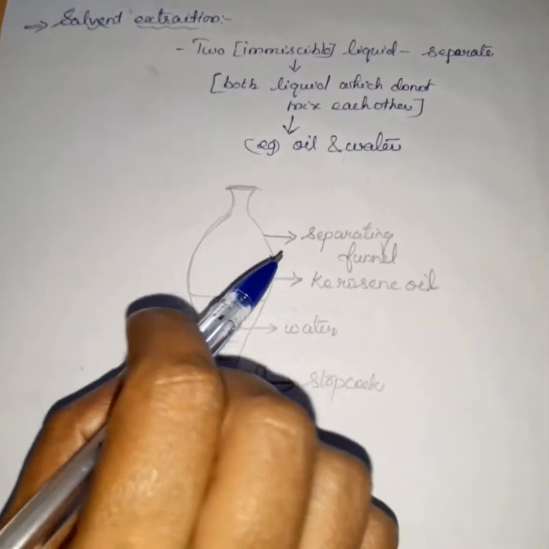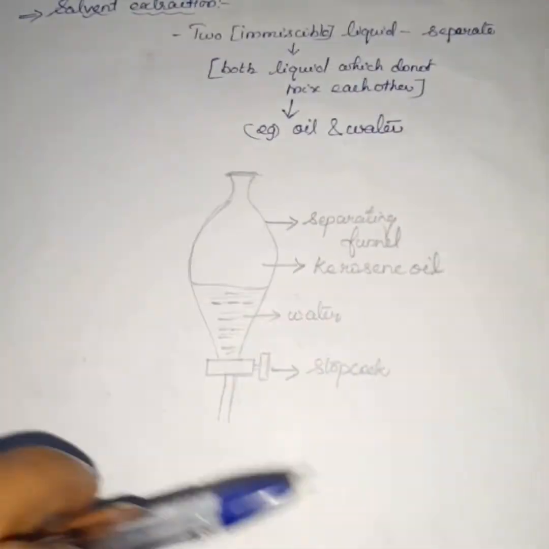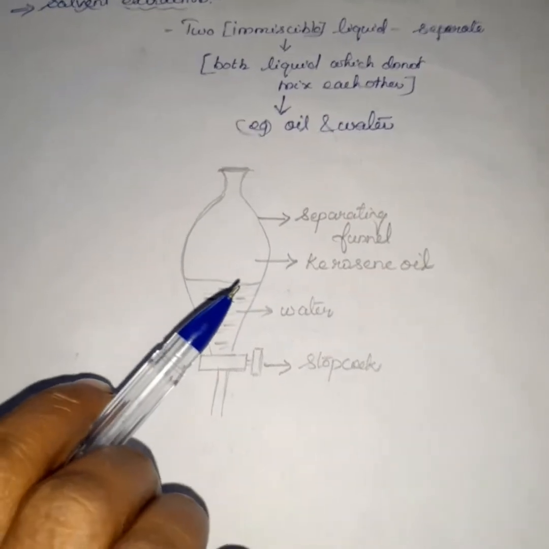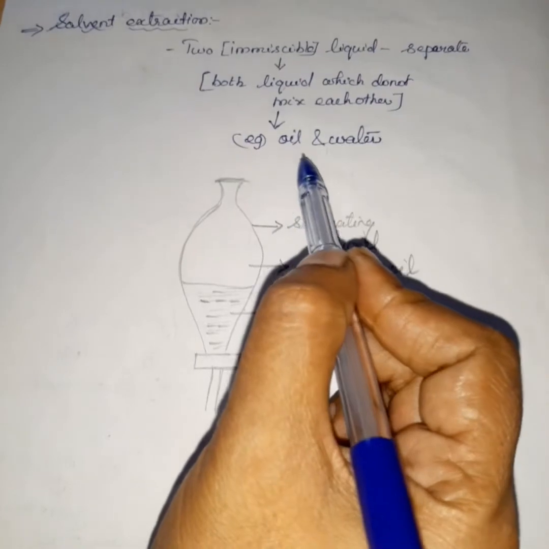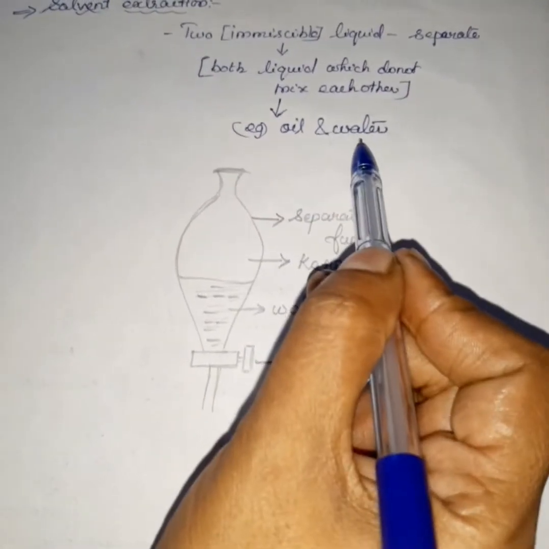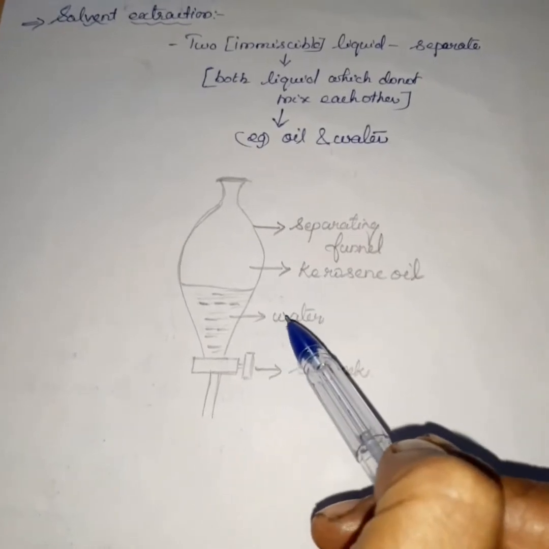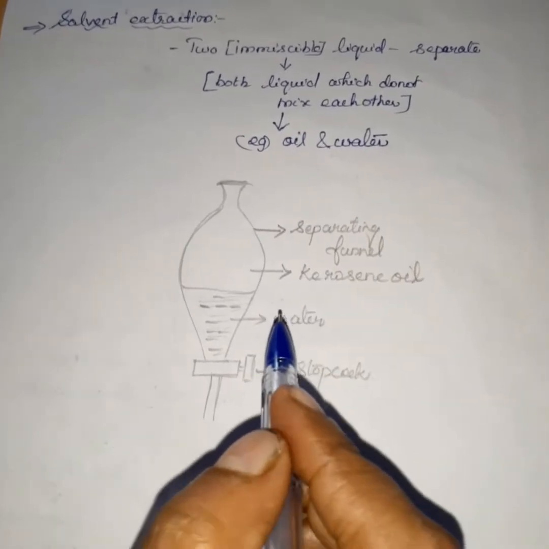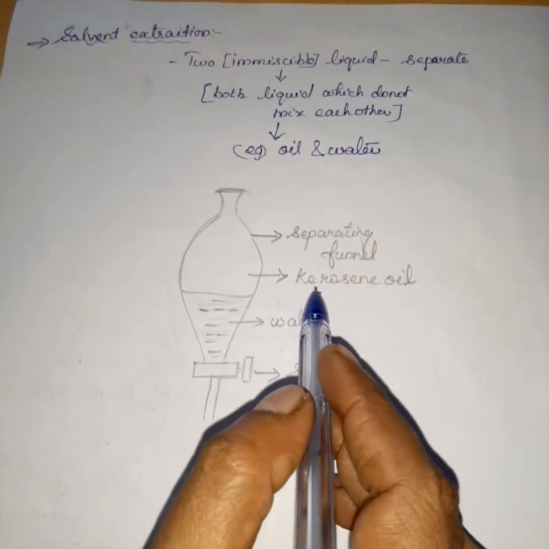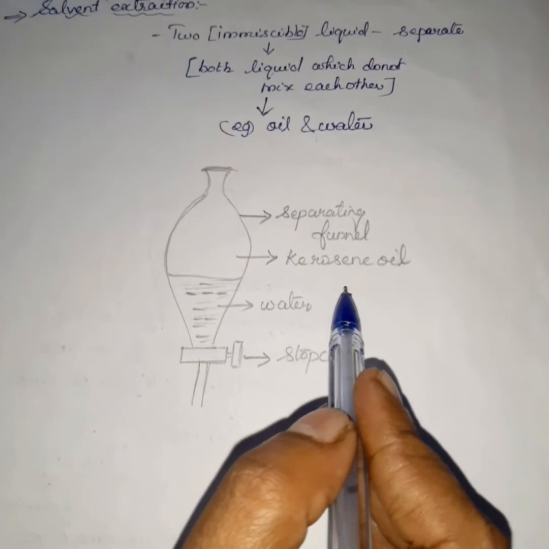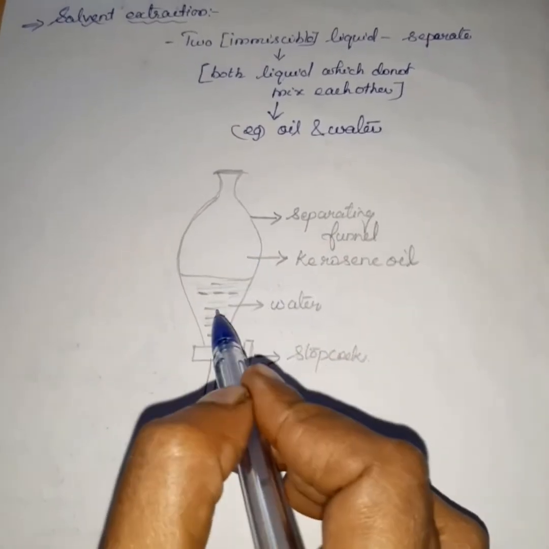So the separating funnel is used for immiscible liquids. The lighter and heavier components are separated by this technique. A mixture of kerosene oil and water can be separated using the separating funnel. Here you take the water and kerosene oil, and put the mixture in the separating funnel.